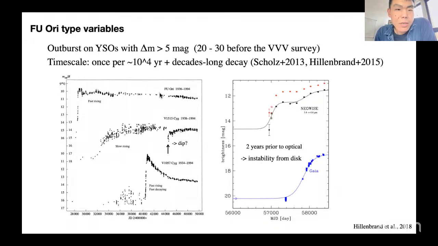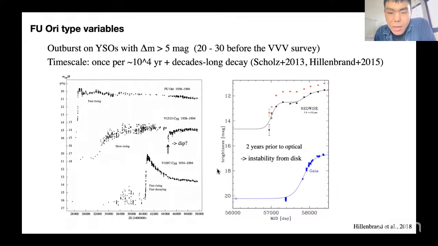Although you can see that even among these 3 FUors people discovered in the last century, these 3 objects have some differences in their light curves. FUor itself has a fast-rising outburst and then stays on the photometric plateau for almost 1 century. And this one, V1515 Cyg, had an outburst, but after the outburst, we see a decay, which is not observed on FUor itself.